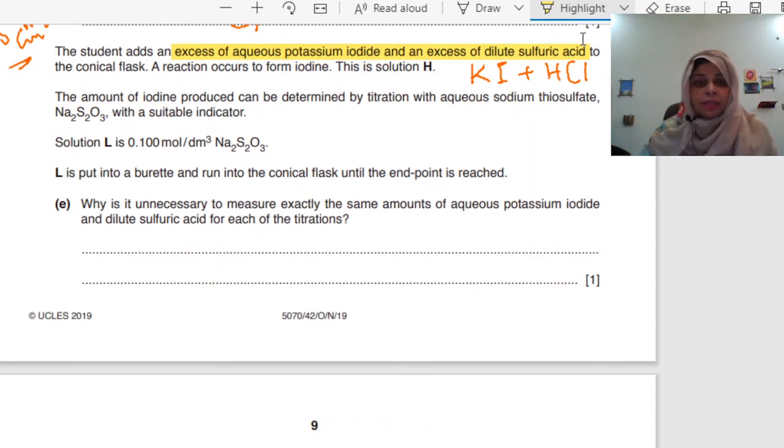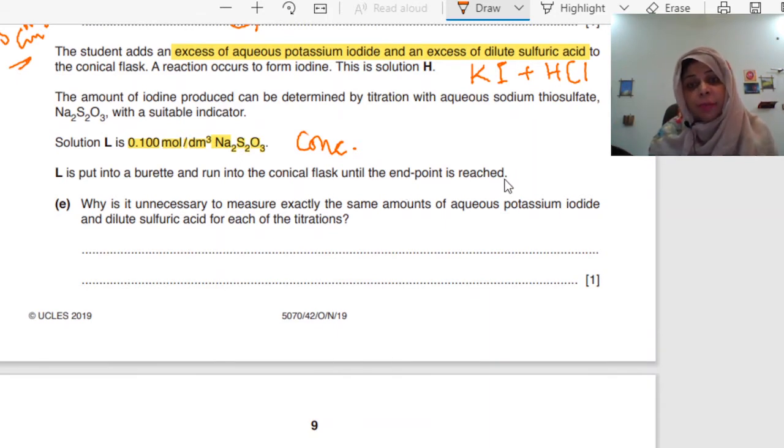Solution L is 0.100 mol per decimeter cubed Na2S2O3. This 0.100 is basically the concentration. Whenever we have a unit like this, then we have the concentration. So this is the concentration of sodium thiosulfate. L is put into a burette and run into the conical flask until the end point is reached.